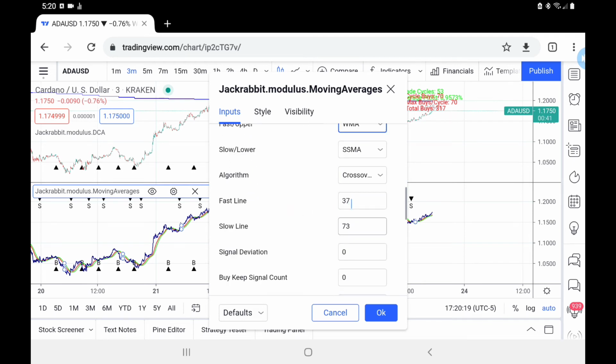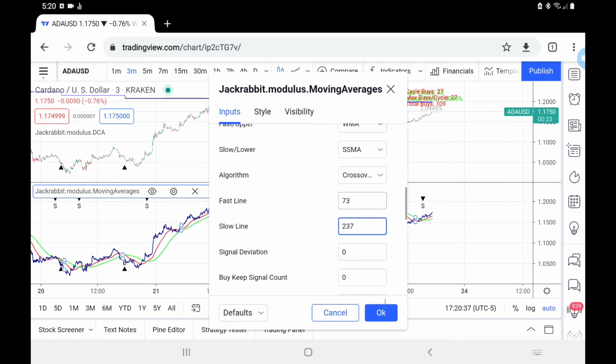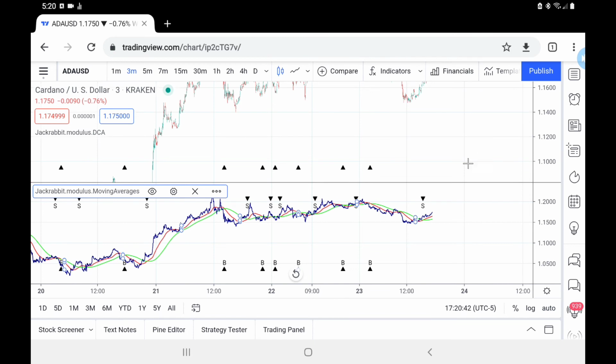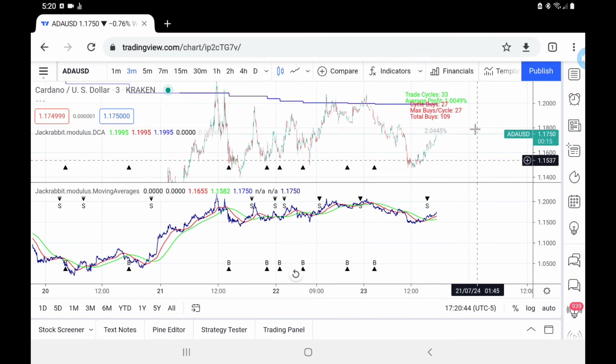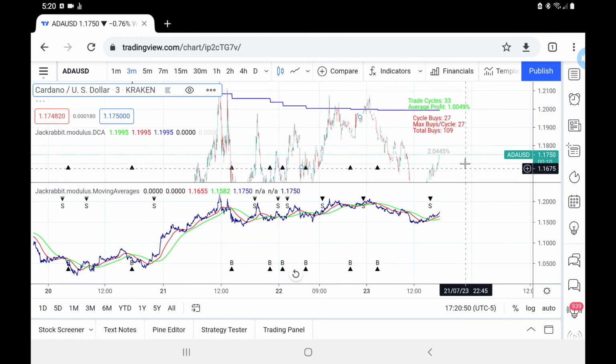Okay, so let's try a larger time frame. Let's go with 73 here. And let's go with 237 here. Let's see if we can stretch it out. Well, now that brought it under control. Let's drop this back down where we can see it. Now that's reasonable, but it's still only a 1% profit.